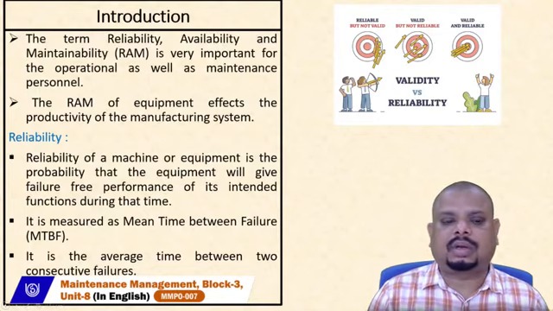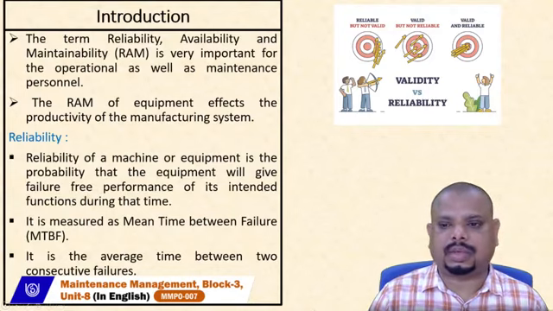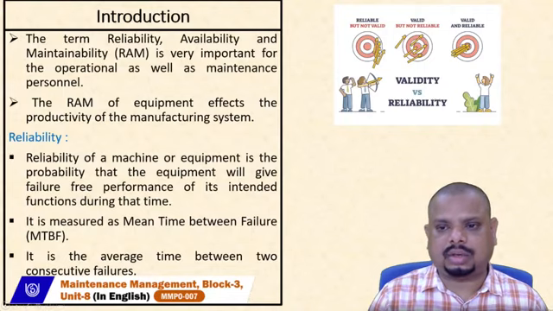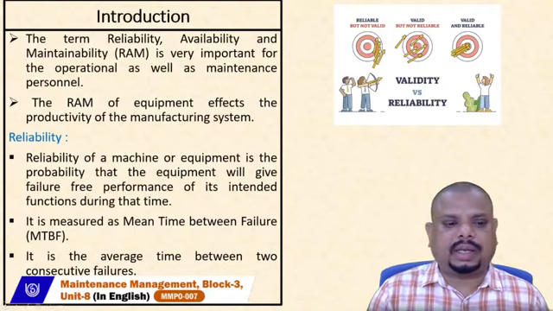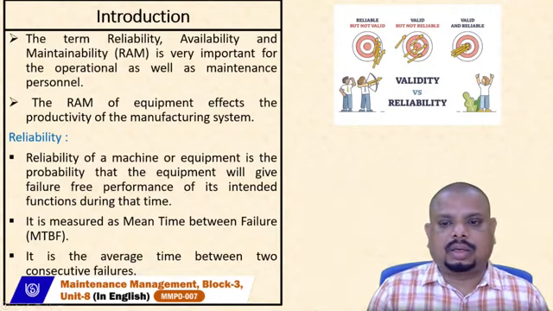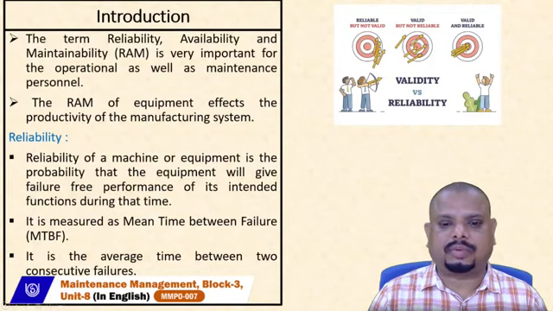Reliability of a machine or equipment is the probability that the equipment will give failure-free performance in its intended function during that particular time. During production and operation management, in most cases we use various kinds of machines, and these machines form a particular workstation. Whenever you assign a particular machine, that machine should provide failure-free performance during the operations or production activities. So I repeat, reliability of a machine or equipment is the probability that the equipment will give failure-free performance.